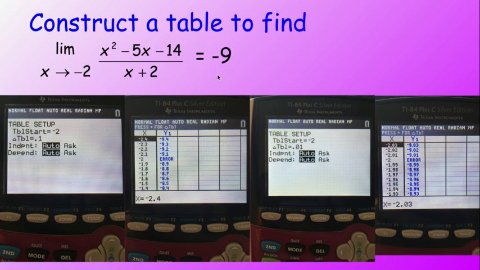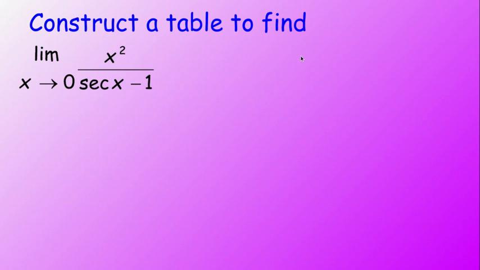All right, so let's look at another one. So here's a rational function that also has a trig function involved. Again, it says to construct the table, and we're going to look at values around 0.